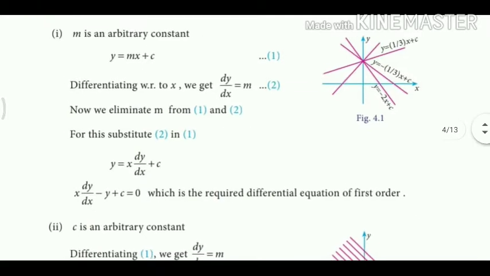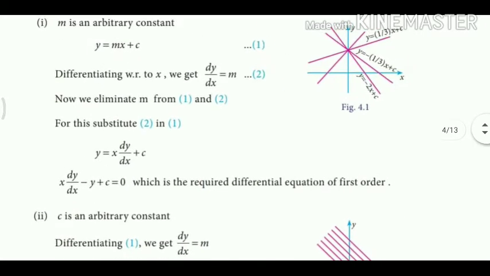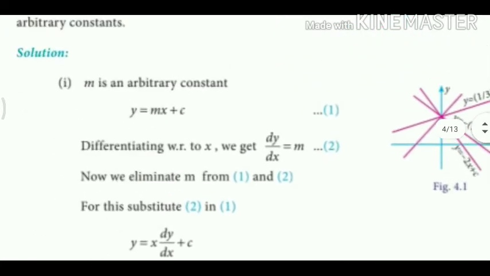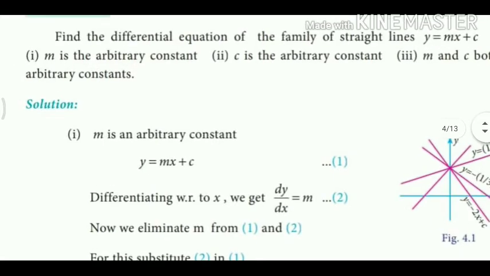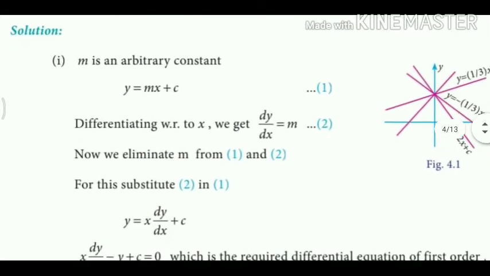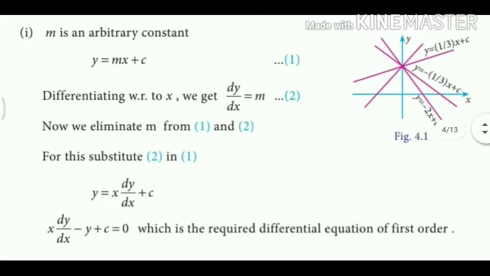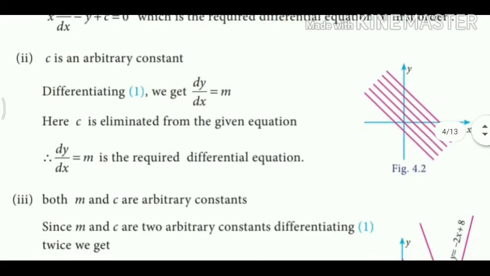Listen, here I am not eliminating c. The reason is, in the question it is given that m is an arbitrary constant. They are not saying anything about c. So if it is given like this, it means you have to eliminate only m, not c. But in the second subdivision it is given that c is an arbitrary constant. That is, they are not saying about m. So we are eliminating only c.